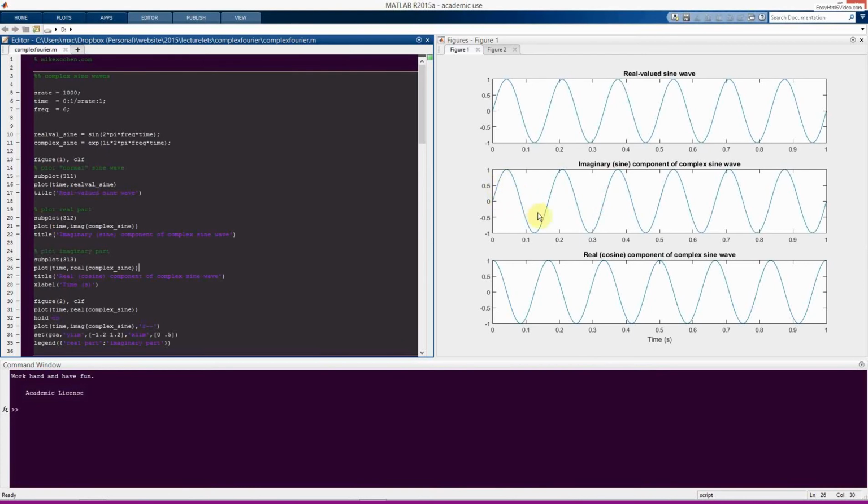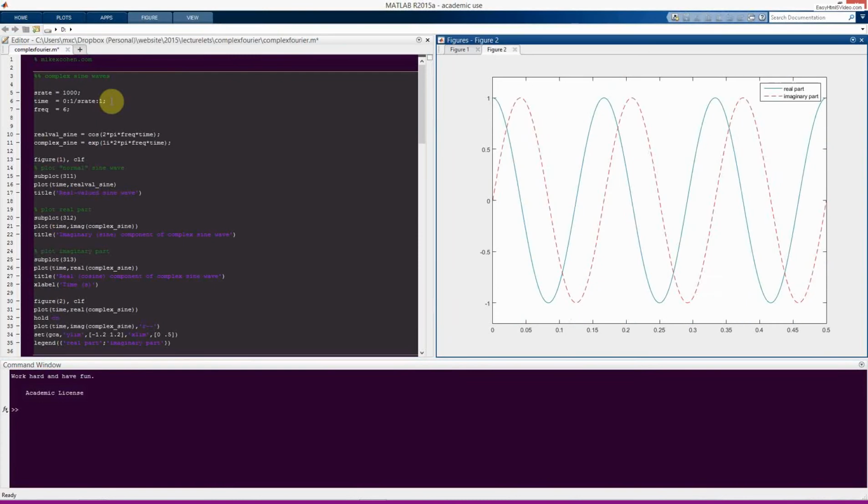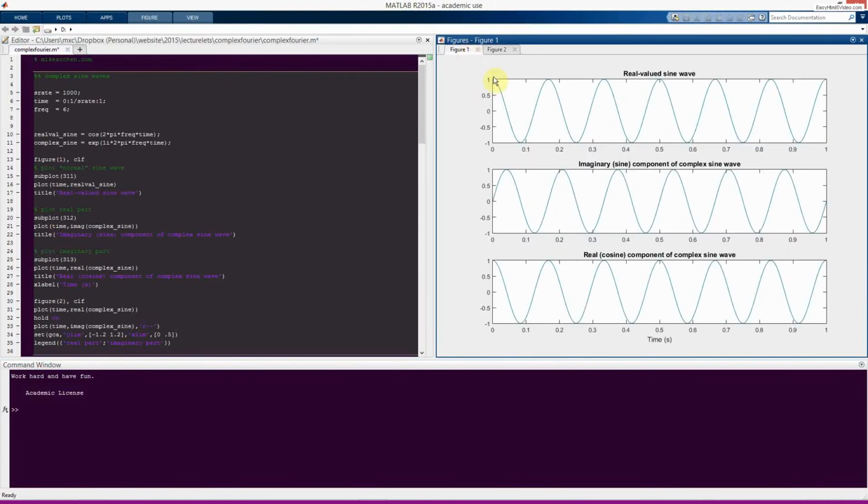So in fact, the imaginary part of the complex sine wave corresponds to the sine component. The real part of a complex sine wave, you can see it looks very similar, but it's phase shifted. In fact, it's phase shifted by a quarter cycle, or 90 degrees. And the real part of a complex sine wave corresponds to the cosine component. We can verify this by going back to line 10 and changing sine to cosine and plotting figure 1 again. Now this is a cosine wave, I just didn't change the title. Now you can see that this corresponds to the real part of the complex sine wave.